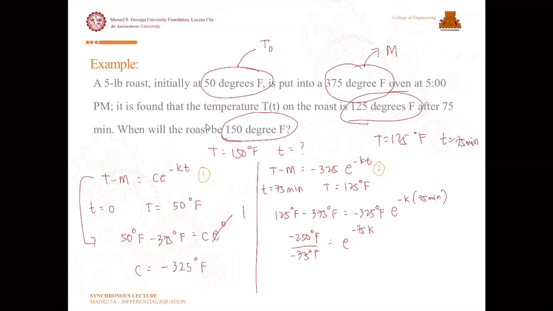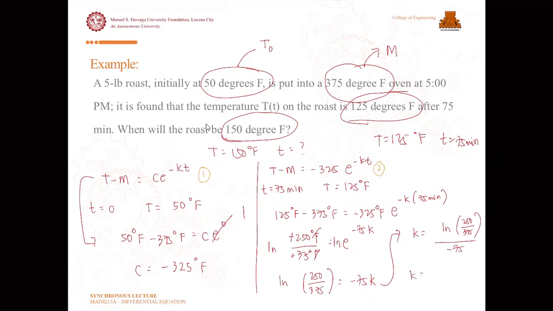Then, para ma-isolate yan, pwede natin lagyan ng ln both side. So, that will be ln 250 over 375. Nag-cancel out na yung unit, no? Is equals to ln e, tapos naka-exponent siya, mababa na yung exponent niya. Okay? So, therefore, para ma-solve si K, divide natin both side by negative 75. So, K is equals to ln ng 250 over 375 divided by negative 75.